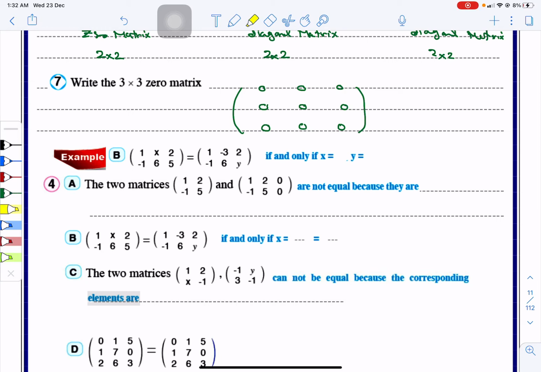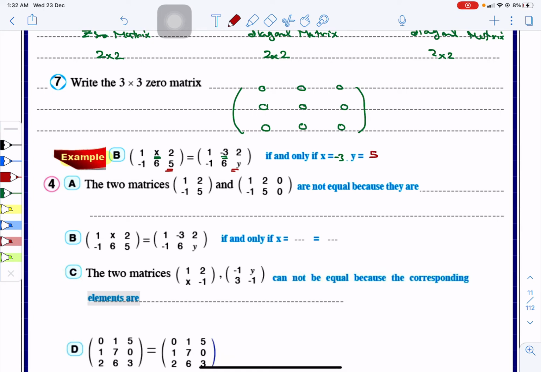Example B. If the matrix with entries 1, x, 2, negative 1, 6, 5 equals the matrix with entries 1, negative 3, 2, negative 1, 6, and y, find x and y. x equals the corresponding element in the other matrix, which is negative 3, and y equals the corresponding element, which is 5.